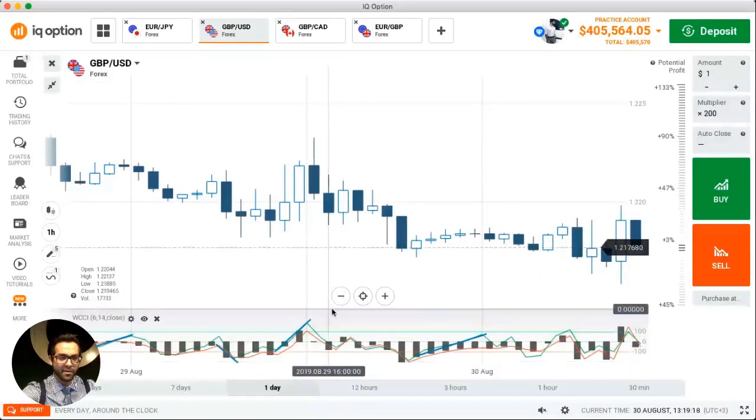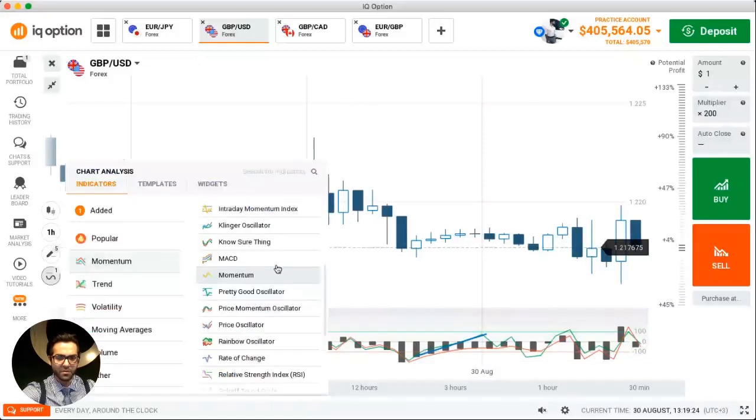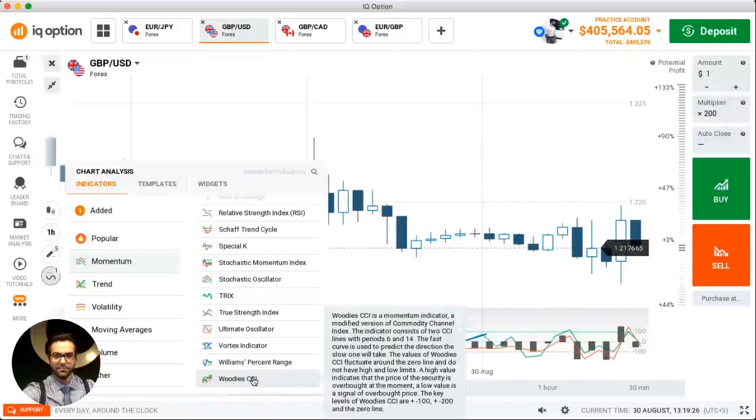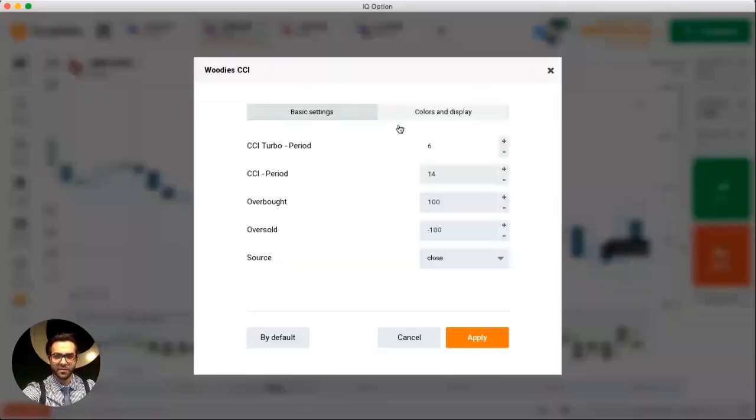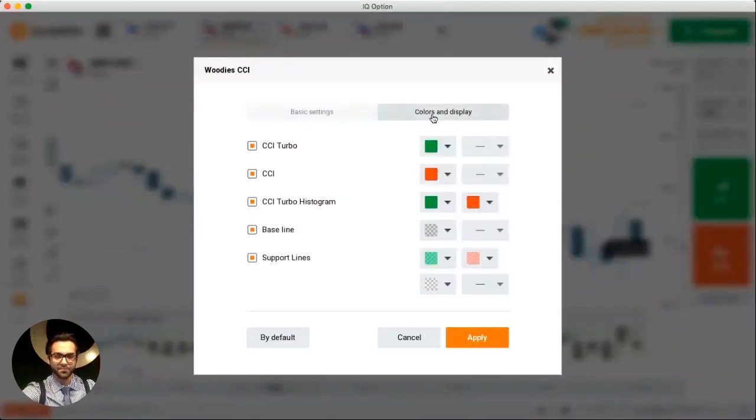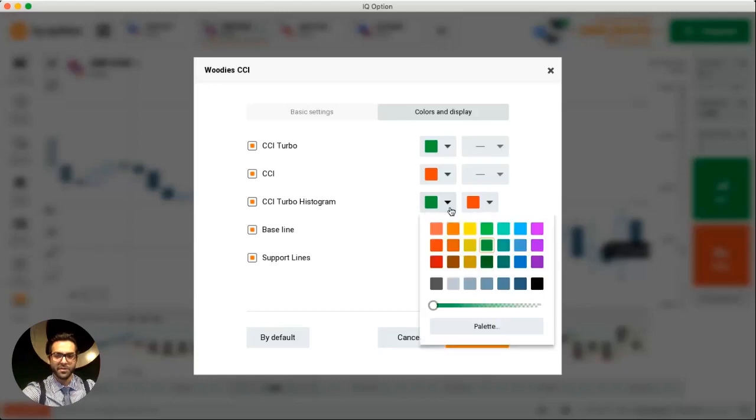So here's what we're doing. You can find Woodies CCI under indicators, momentum, all the way down, last one, right? So leave all of this default, come to colors and display. Do you see the turbo histogram? Make this the same color.